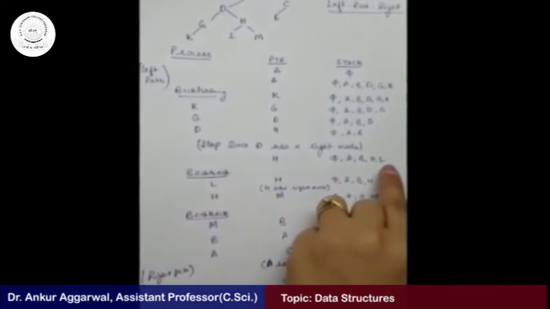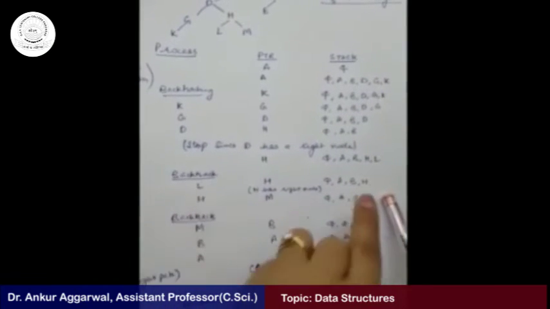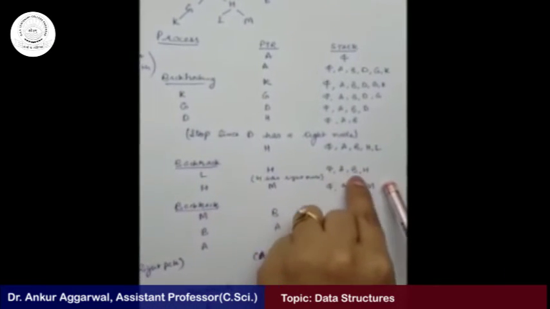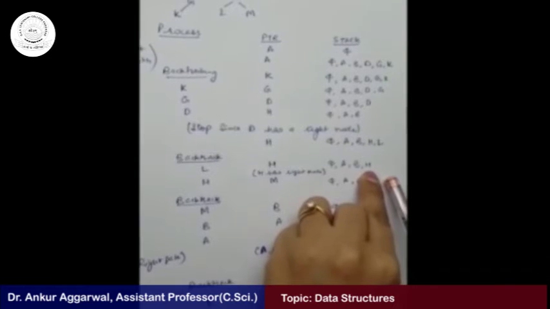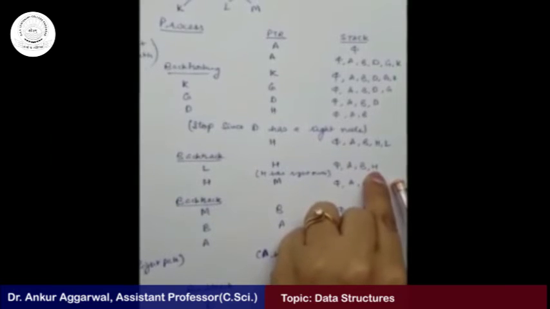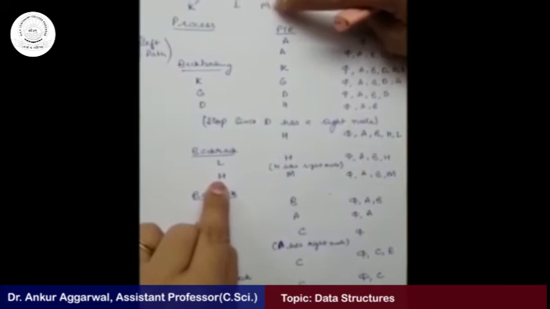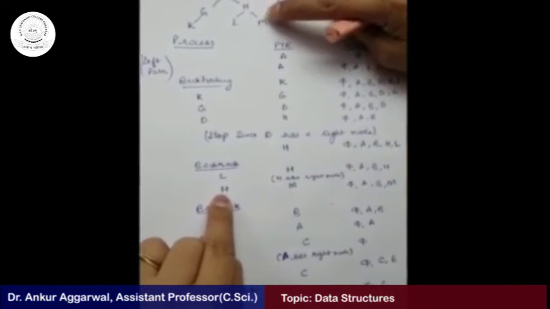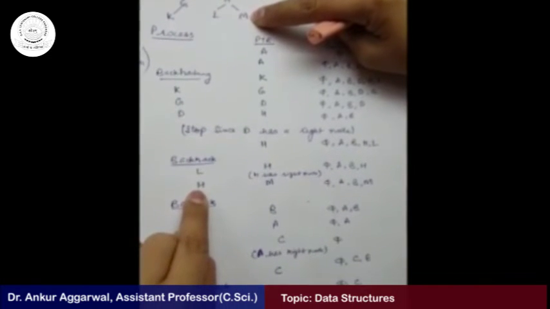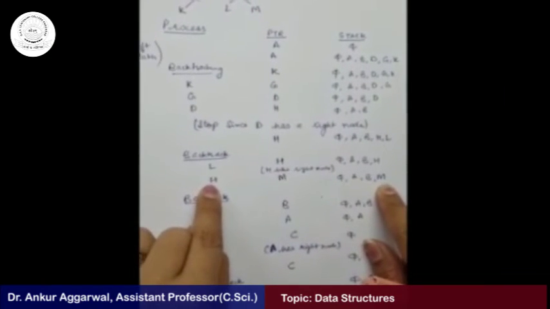When we backtrack, we pop the last element of the stack and then we process it. So the last element is L and we process L. Then we have A, B and H left on the stack. Again we pop the top element of the stack, that is H, and we process H. When we process H, we have to check whether H has a right child node or not. This diagram shows that H has a right child node, that is M. So now the pointer will be M and this M will be pushed onto the stack.